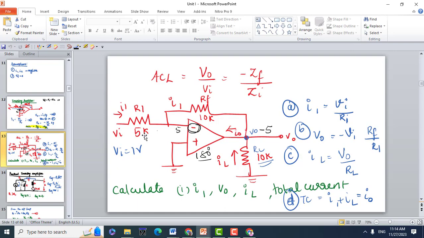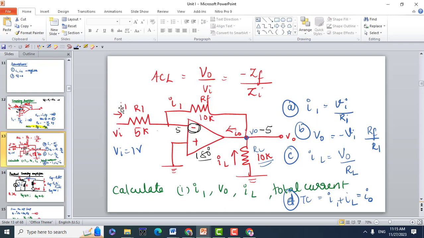Let R1 be 5K, RF be 10K, and RL be 10K. So the load current is this, the I0 is this, and the input current is I1. Vi is set to 1 volt. If Vi is 1 volt, calculate I1, V0, IL, and the total current. We know I1.